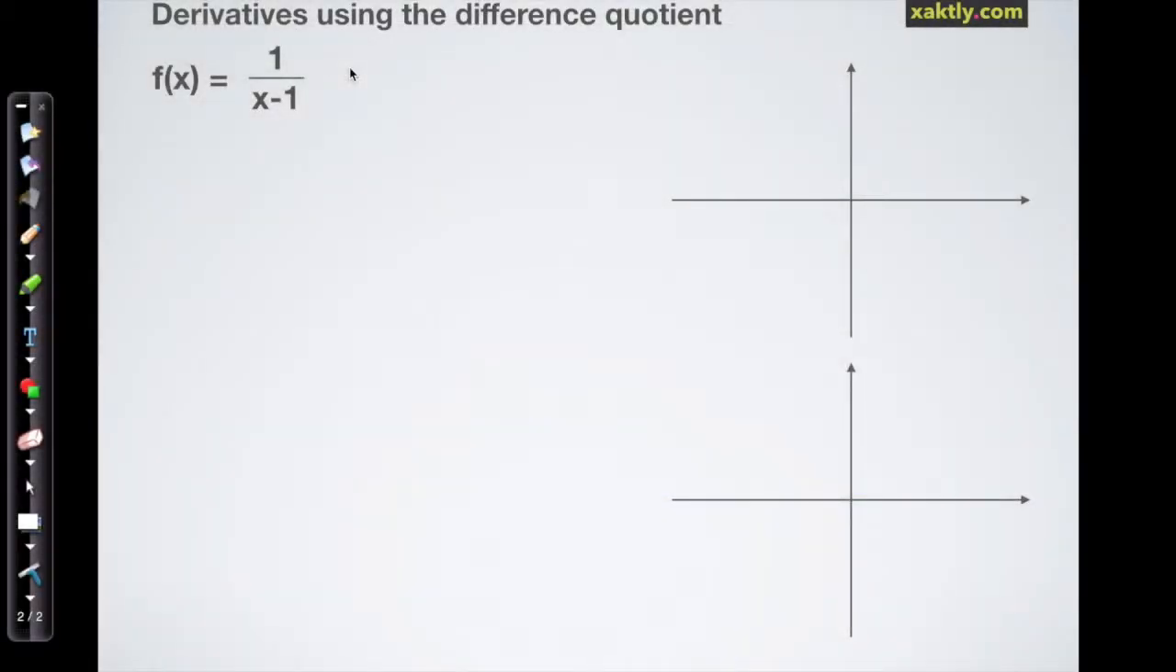All right, one more example of using the difference quotient to calculate a derivative. This time we'll use a rational function. And the only difference here is that the derivative is going to be a little bit more complicated in terms of algebra, but that's about it.